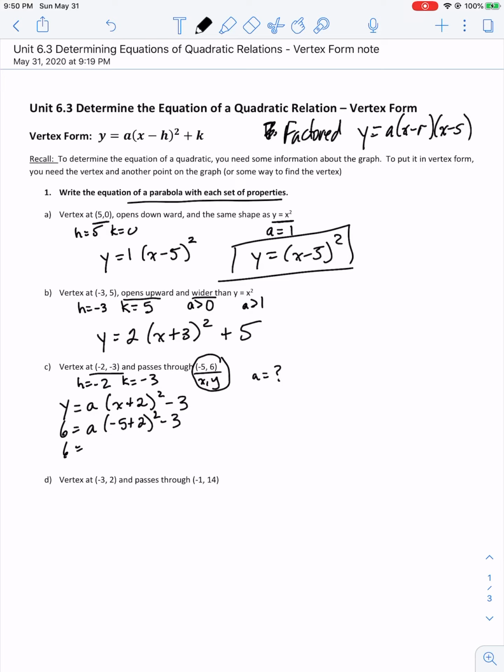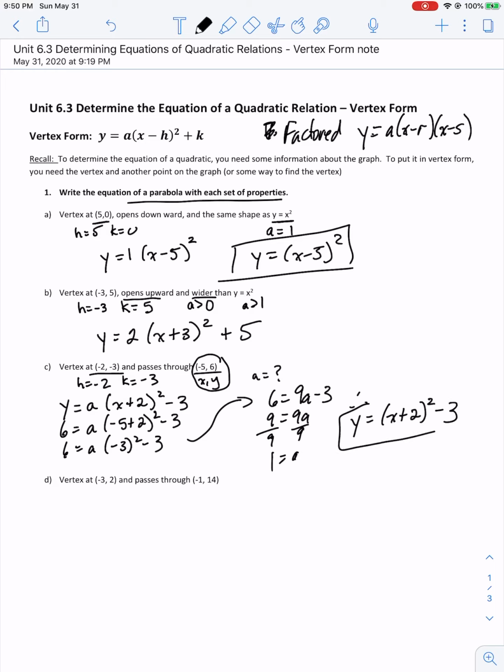So 6 equals a times (-3) squared minus 3. I don't have enough room. So 6 equals, (-3) squared is 9, so 9a minus 3. Bring the 3 over. That's going to be 9 equals 9a. Divide both sides by 9, and a will equal 1. So therefore, y equals (x plus 2) squared minus 3 is the equation. You can put the 1 in there for a, but you don't have to.